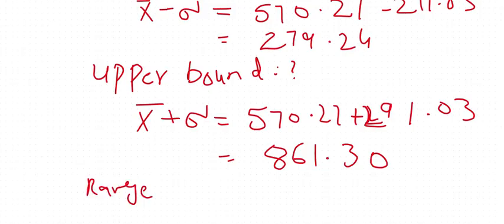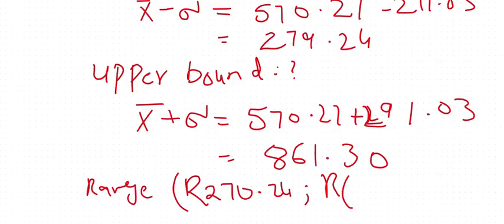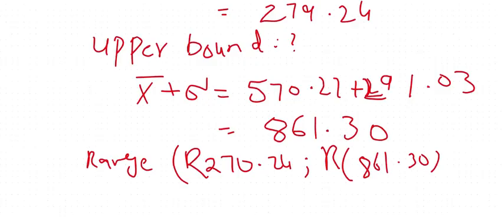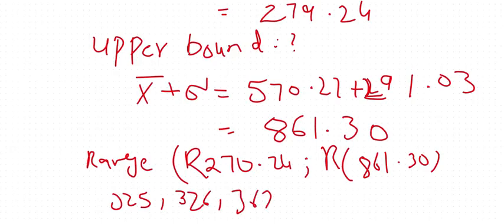Now we are looking for the premiums in the range of R279.24 and R861.30. Counting the values in the original set given below, like 325, 326, 362, up to 728, that is 10 premiums. So we have 10 premiums.